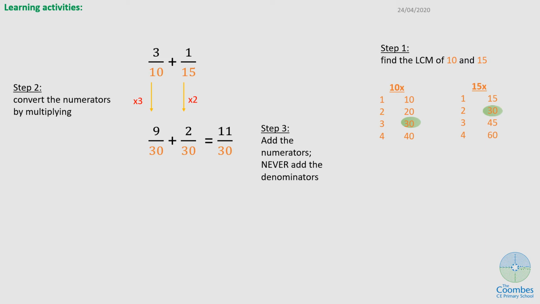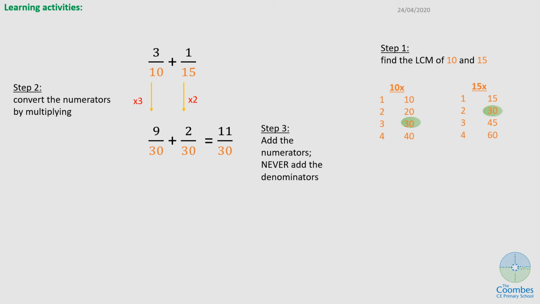Okay, so I'll now ask myself, what will I times in my times table? What did I times 10 by to get 30? And it's 10 times 3. So I have to also times the 3 by 3. So 3 times 3 is 9. And coming to the second one, what will I times 15 by to get 30? And 15 times 2 from my times table here. 15 times 2 is 30. So I have to also do 1 times 2 to get 2.